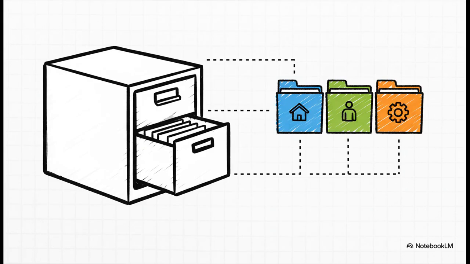Here's a great way to think about it. Picture a filing cabinet. The stack navigator, that's the cabinet itself. The tab navigator, well, those are the big color-coded folders inside. You know, home, profile, settings. And then the individual screens are just the documents you file inside those folders. It creates this perfect, easy-to-understand hierarchy.